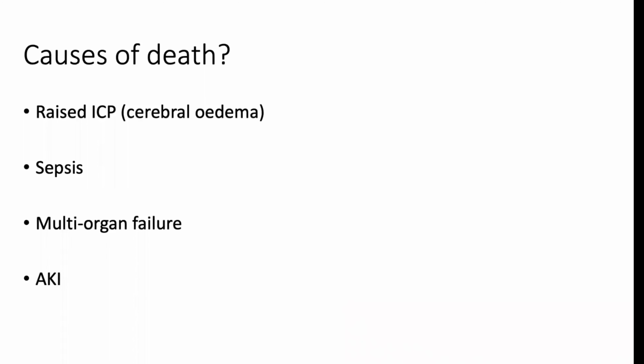So in acute liver failure, the causes of death. Typically, those listed there are the common causes of death in acute liver failure. First one being raised ICP or cerebral edema. You particularly see this in paracetamol overdose. Sepsis is another common cause, multi-organ failure, and AKI. So these patients are typically very, very ill, and a lot of them need to go to ICU and be escalated.